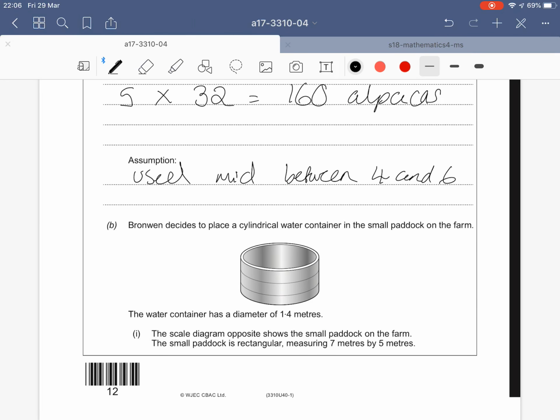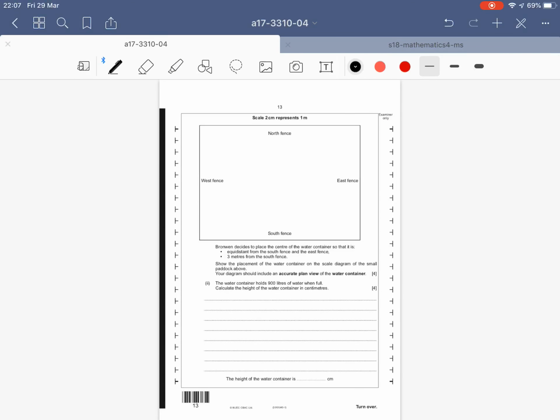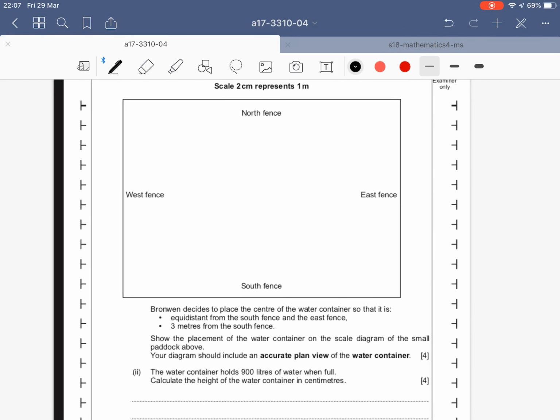Right, next one. Bronwyn decides to place a cylindrical water container in the small paddock on a farm. The water container has a diameter of 1.4 meters. The scale diagram opposite shows a small paddock on the farm. The small paddock is rectangular, measuring 7 meters by 5 meters. Okay, we're going to have to use a compass for this one, which I don't have.